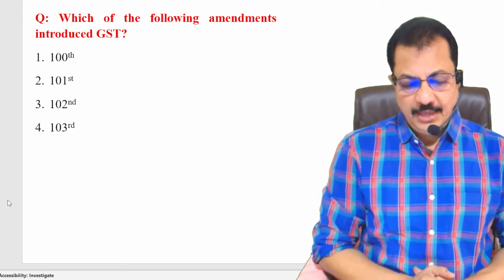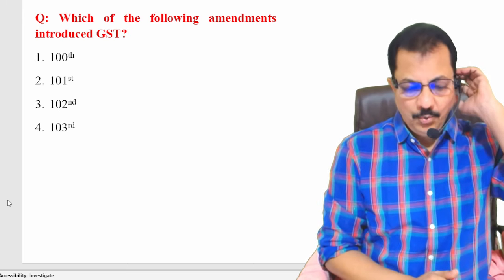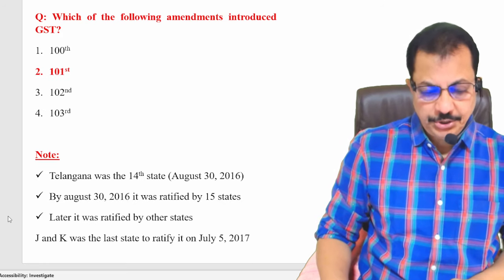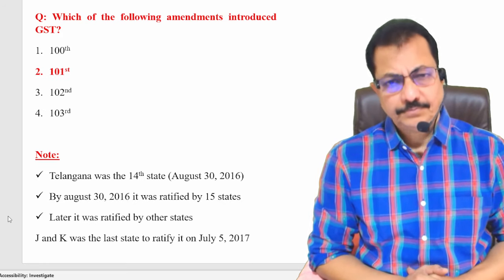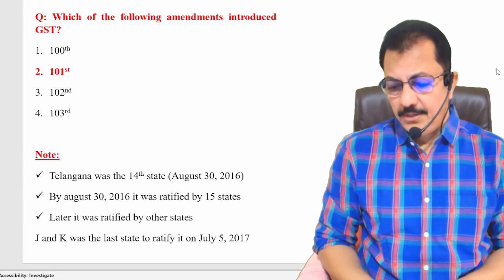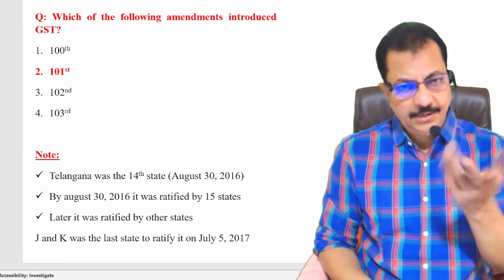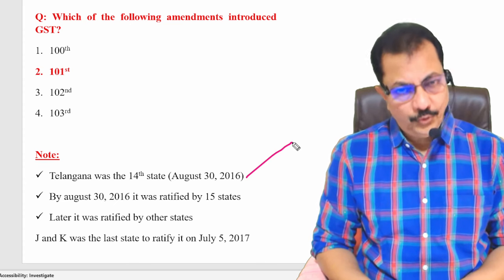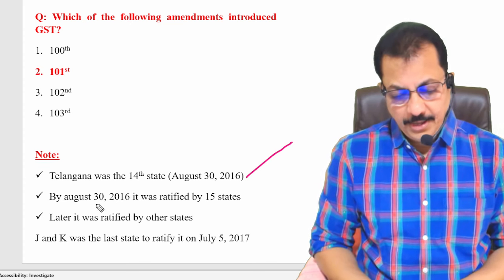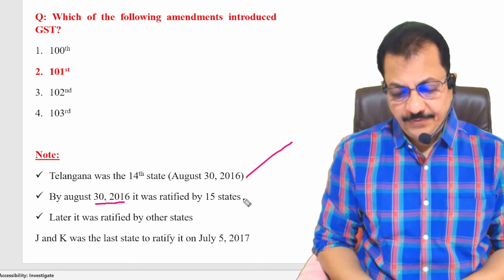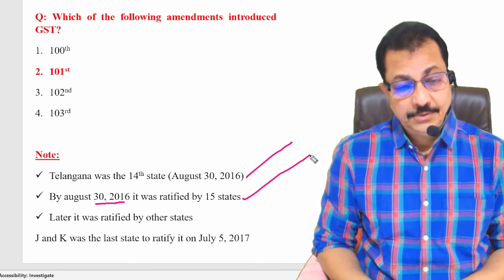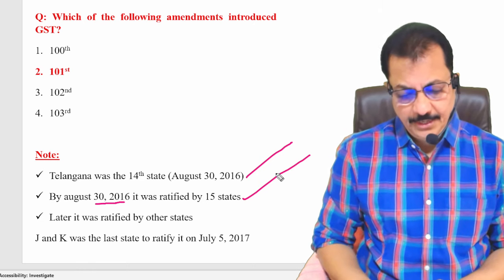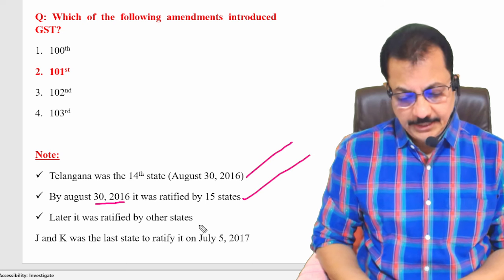So this one I already told you. Which of the following amendments introduced GST? 101. Am I clear? 101st Constitution Amendment has introduced the GST. Look at this. And first state I told you already. So that is Assam. Telangana, 14th state. By August 30th, 2016, it was ratified by 15 states. How many states you require? At least half of the states. Clear? Later it was ratified by other states.